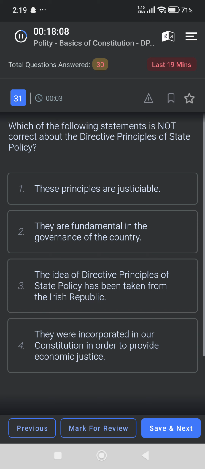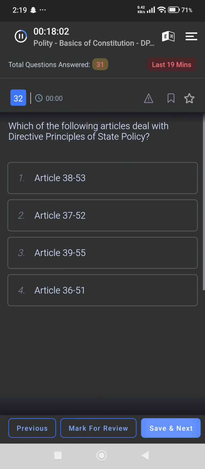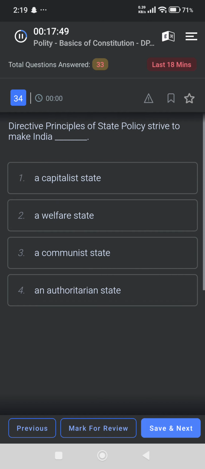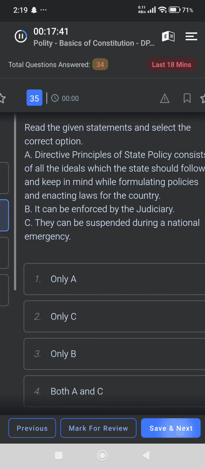Which of the following statements is not correct about DPSP? These principles are justiciable. Article 36 to 51. Not correct about DPSP: they are justiciable in nature. They make India a welfare state.